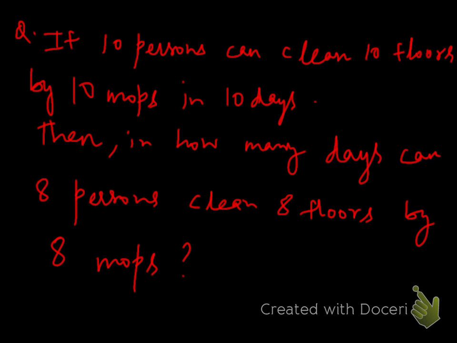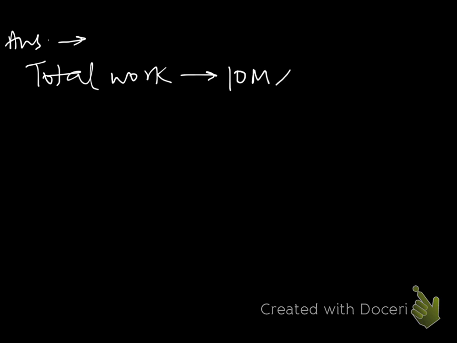Again, you can pause the video here and come back later for the answer. Meanwhile, let's proceed to the answer. In this question, we have to see what is the total amount of work. You need not get baffled by the language of the question. You just need to focus on the amount of work that needs to be done. Here, total work is done by 10 men working for 10 days. So total work is 10 men into 10 days, which is 100 man days. Let's call the unit man days.